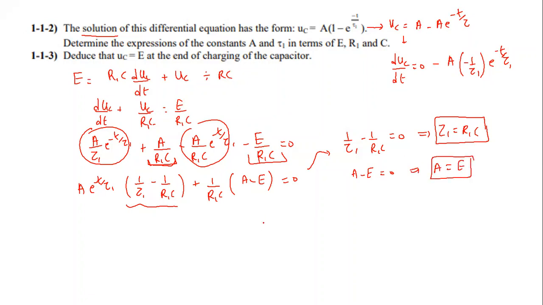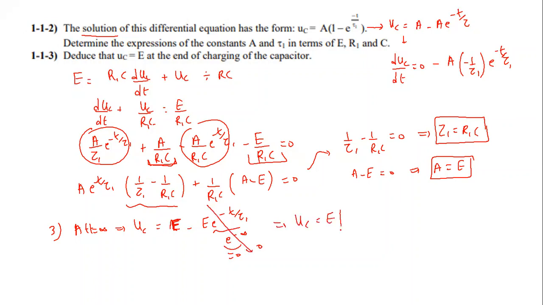Now, part 3: deduce that UC is equal to E at the end of the charging. When we say at the end of the charging, this means at t equals infinity. So at t equals infinity, we have UC equals A, we got A equals E, so I can put E here. So it's E times (1 minus e to the power minus t over tau1). At t equals infinity, e to the power minus infinity is equal to 0. So this part is all equal to 0, which means that UC equals E.